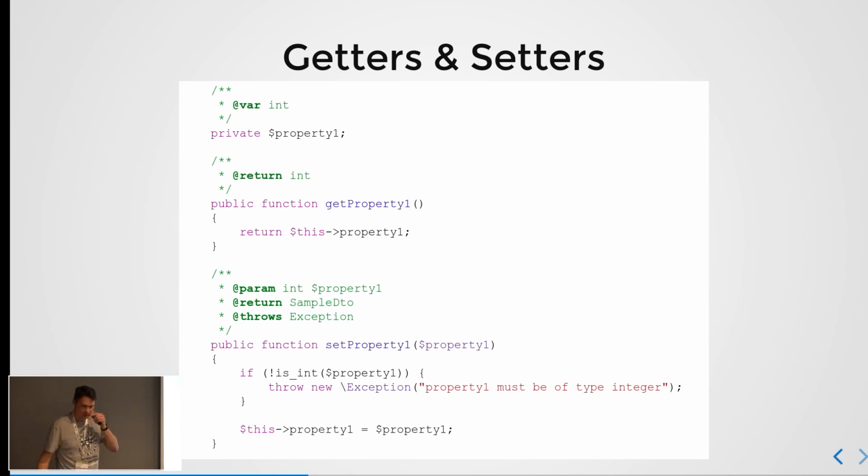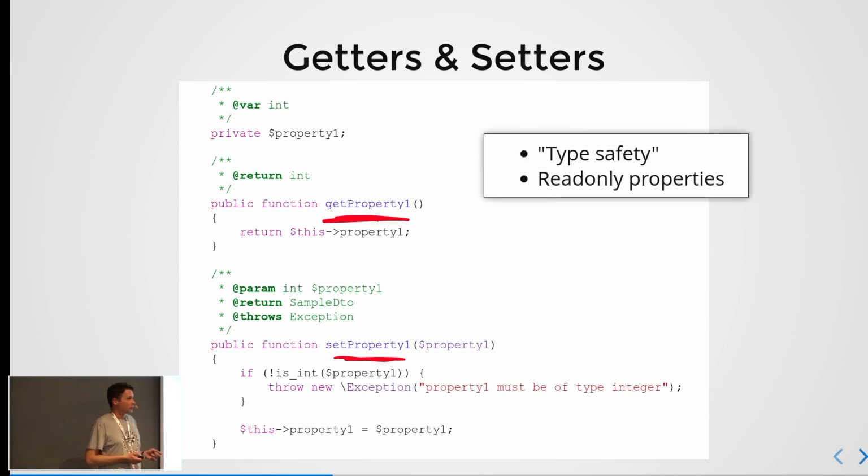All right, so about doc blocks. Now to the second big ones, the getters and setters, as you can see here. I'm sorry, I suck at giving names, so I just gave it property 1, and I hope that's okay for you guys. So why do we do this?